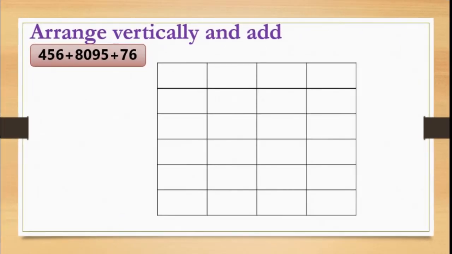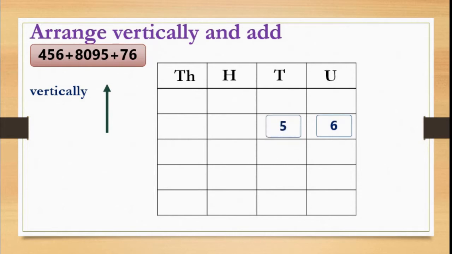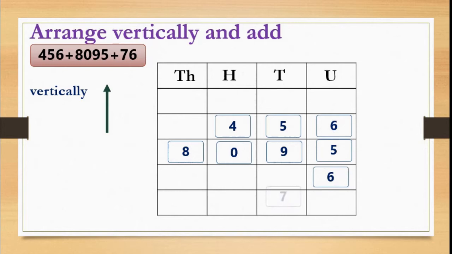Now arrange vertically and add. Vertically means in the standing position. We have to write the numbers one below the other. Okay, we'll start. Now first we will take here units, tens, hundreds and thousands. Now the first number is 456. We will start writing from the units place. Then the second number is 8095. See dear students, like this you have to write. Always you have to start from the units place. Then only 76 is given.